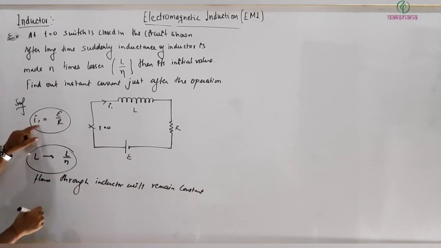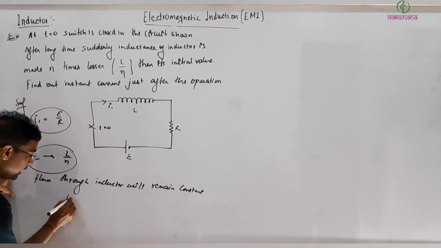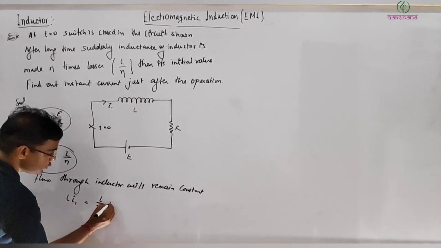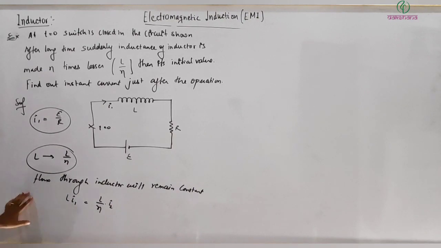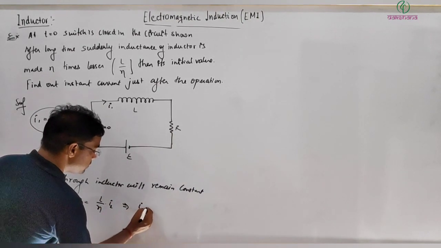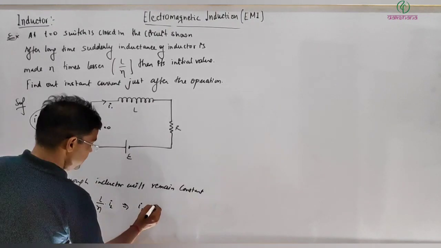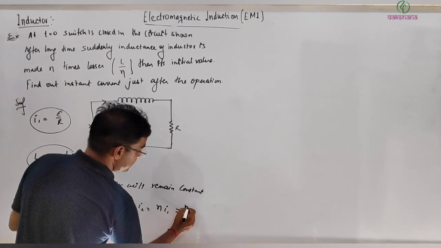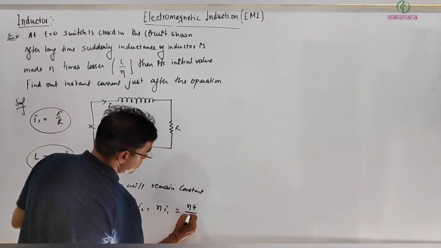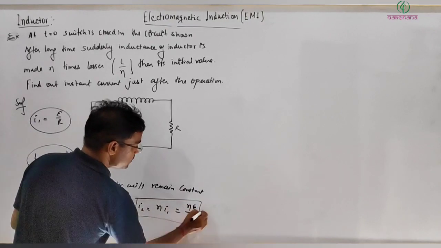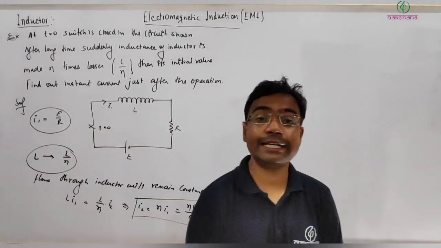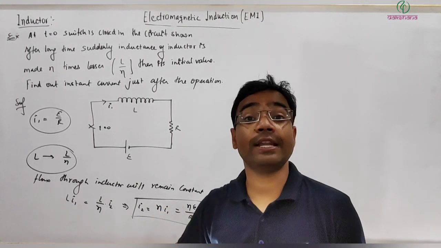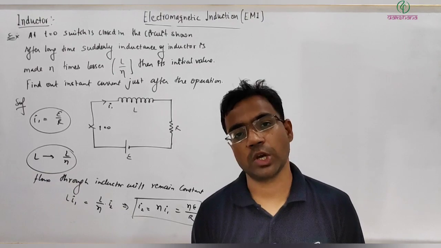Clear? So the initial current is this, so I can write L into I1 initial should be equal to L by eta into I2, right? So this implies I2 is equal to what? LL gets cancelled, this is eta times I1 and I1 is E by R, that is eta times E by R. That is a simple problem. So this way we can see when inductance is changed, immediately the current will change in a manner such that flux through the inductor remains constant.